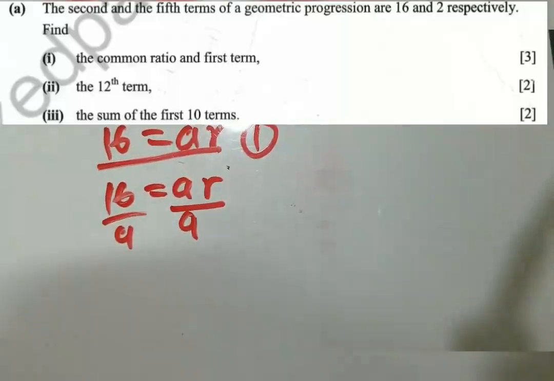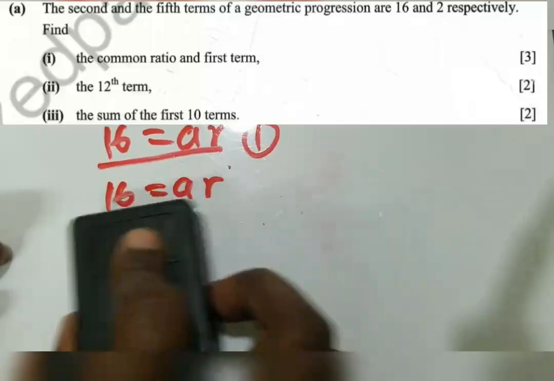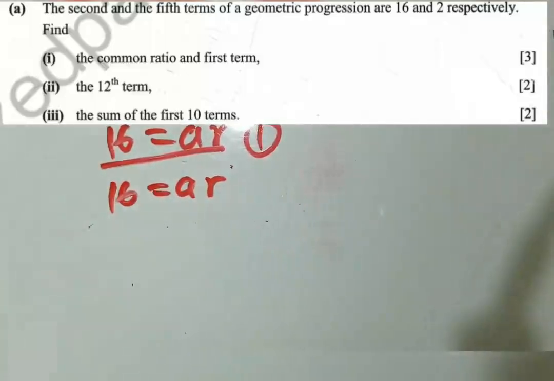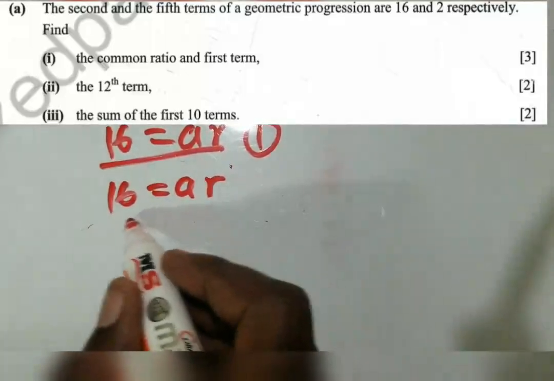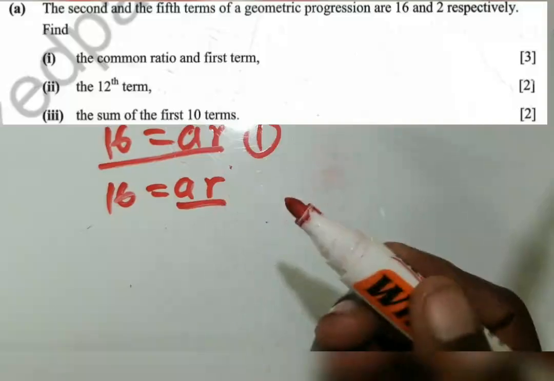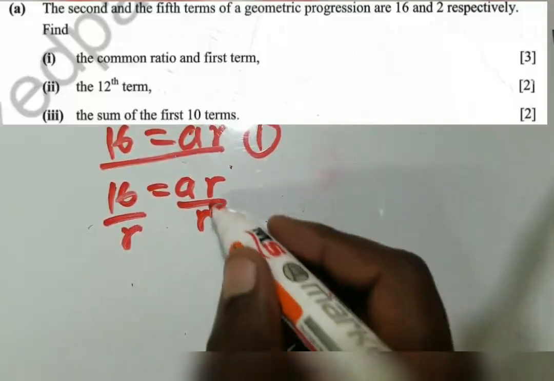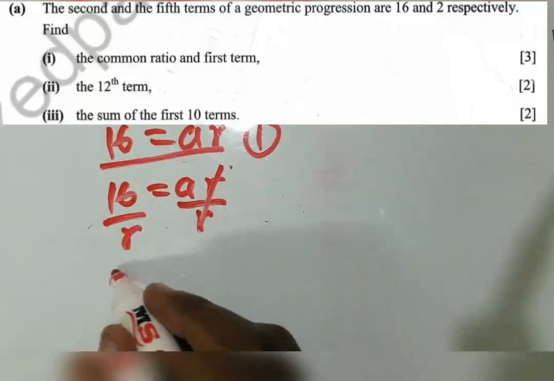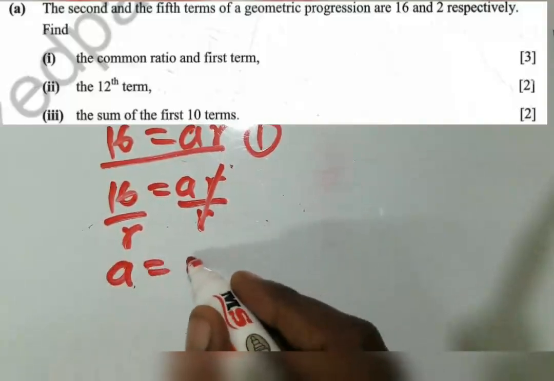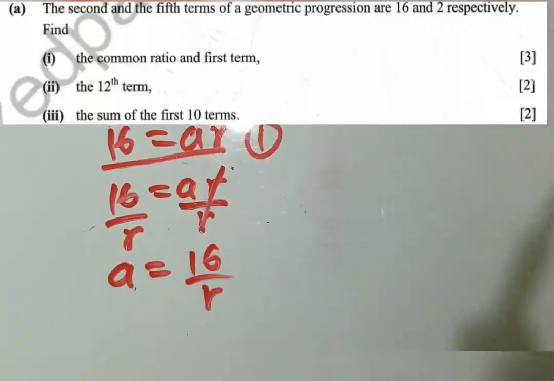Or if you want, you can even make A the subject. It's just one and the same thing. So let's try to make A the subject. If you want to make A, you divide both sides by R, like that. So then R goes, and we have A is equal to 16 over R. As simple as that.